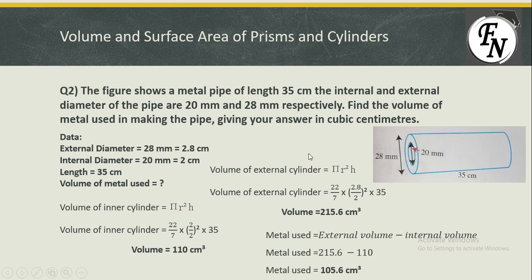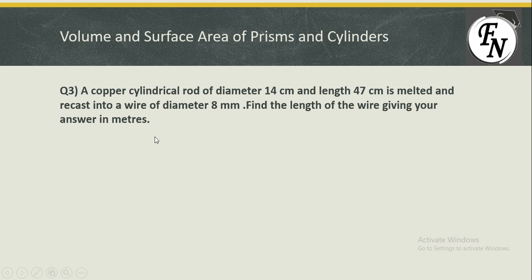Now looking at another question, that a copper cylindrical rod of diameter 14 centimeter and length of 47 centimeter is melted and recasted into wire of diameter 8 millimeter. So here we are melting a rod of copper that has a diameter of 14 centimeter and a length of 47 centimeter, and we are shaping it in the form of wire that has a diameter of 8 millimeter, and we need to find the length of that wire in meters.